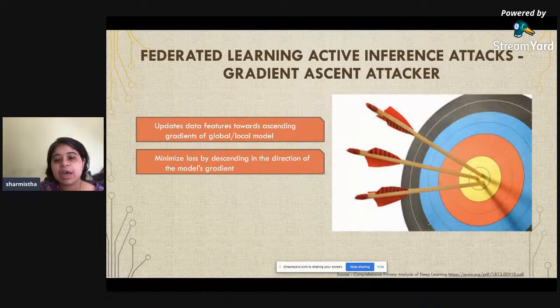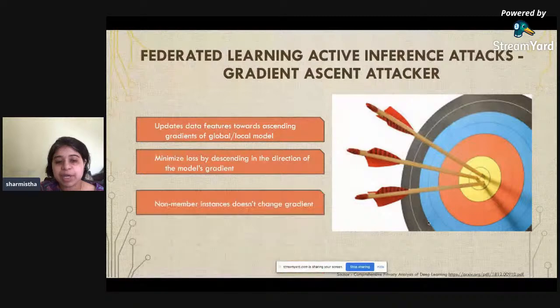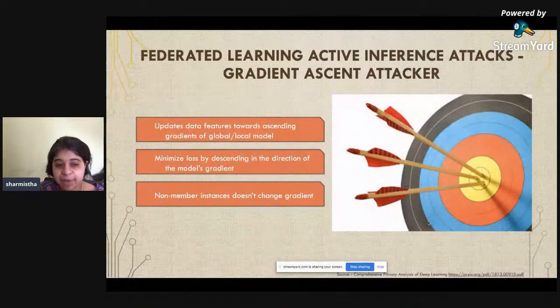A lot of users are sending their input data to a central server, which is learning the data set and using the gradients and converging the model, right? Building the model. Now, what is the objective of any training system? It is to converge the model by minimizing the loss, descending in the direction of the model's gradient.